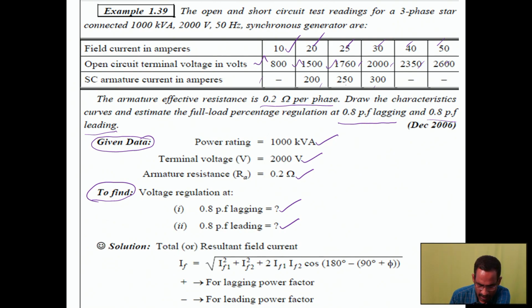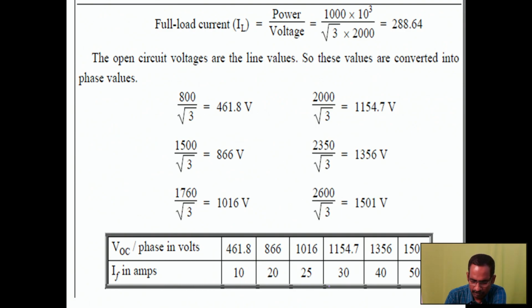The required formula to find the E naught value is the IFR. IFR is the resultant field current. So here you can write plus or minus: plus for the lagging, minus for the leading. First we are calculating the full load current by using the power and the voltage. We have calculated the value.